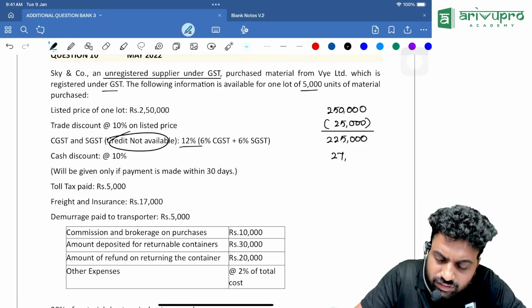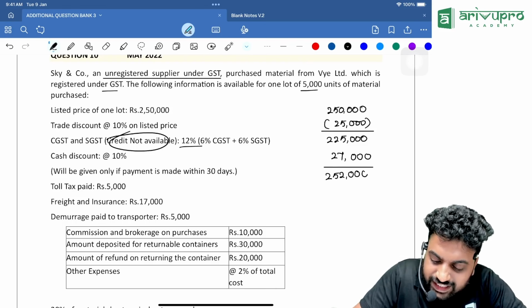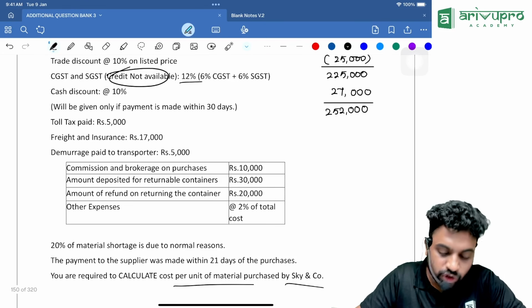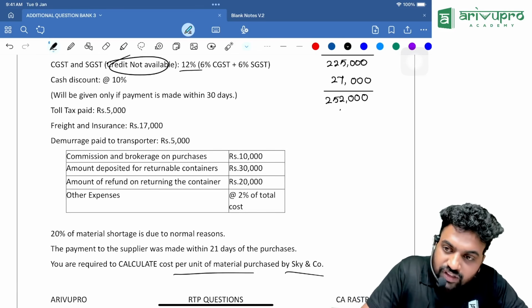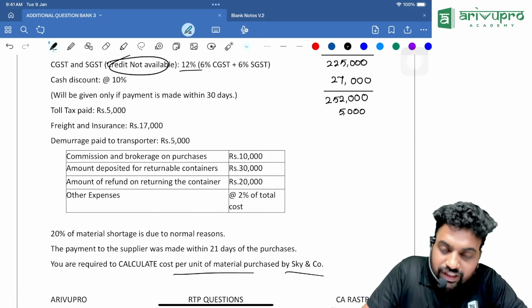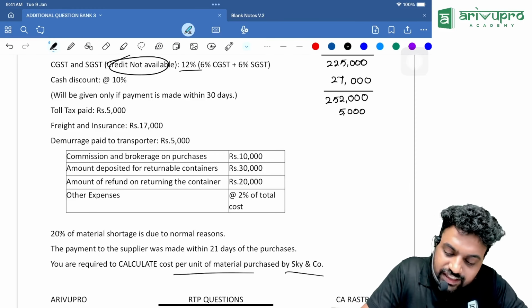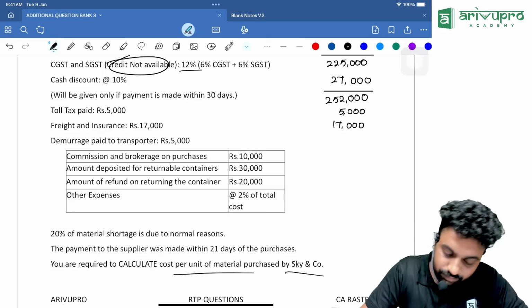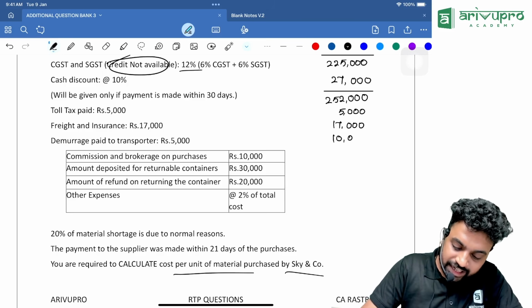27,000? 2,52,000. They are telling cash discount at 10%. It is a non-cost item. It's a finance item. Ignore. Toll tax of 5,000. Of course, it is till our inventory reaches our godown. Add it. Freight and insurance. Of course, add it. Demurrage is a penalty. Ignore.